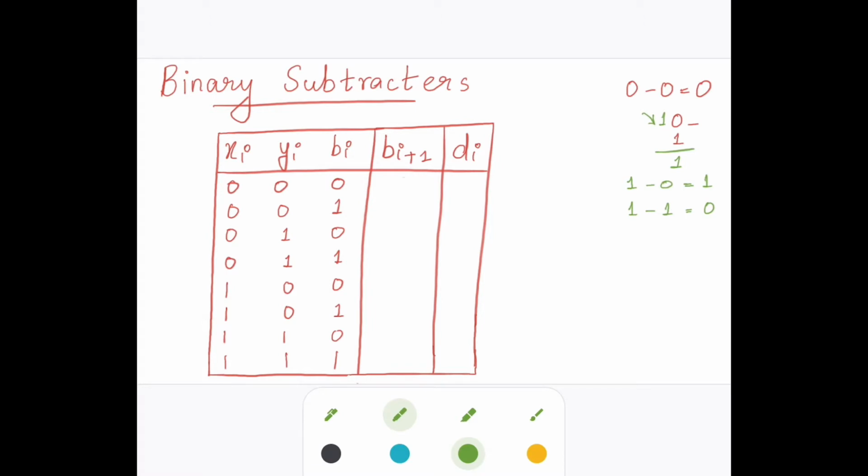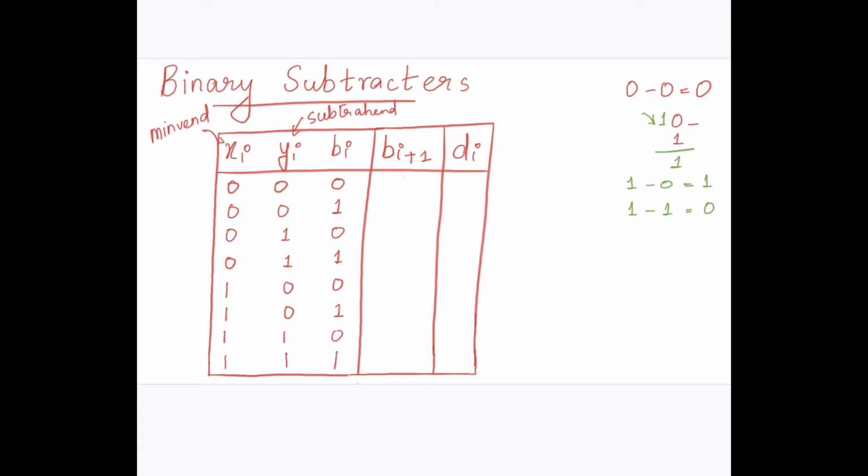Now here we are considering subtraction of 3 bits. xi is known as the minuend bit, yi is known as the subtrahend, and bi is the borrow in bit from the previous bit order position. The result of the subtraction is a difference bit di and a borrow bit bi plus 1.